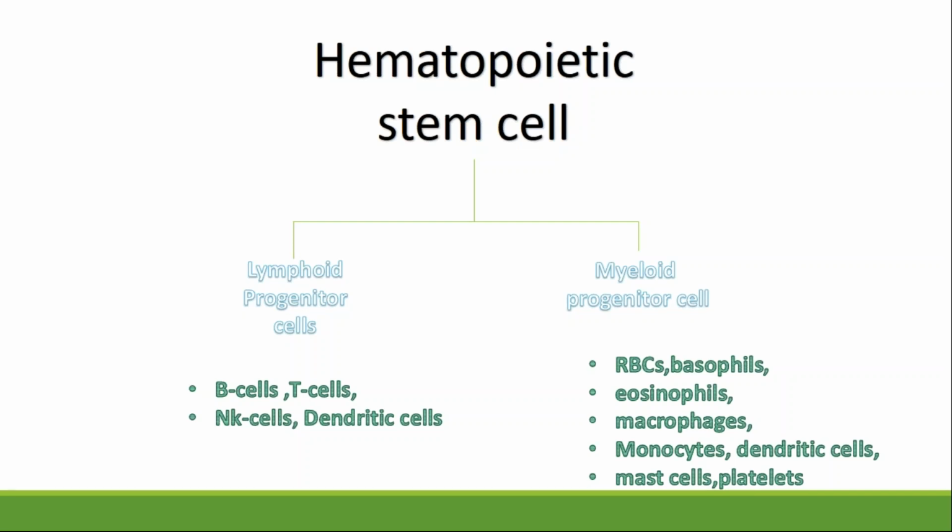Apart from RBCs, the rest of the cells are, as you can see here, the lymphoid cells include B cells, T cells, NK cells, and dendritic cells, whereas the myeloid include RBCs, basophils, eosinophils, macrophages, monocytes, dendritic cells, mast cells, and platelets. The dendritic cells which you are able to see here are involved in both kinds of cells. Why? Because they act as a messenger between lymphoid and myeloid progenitor cells.